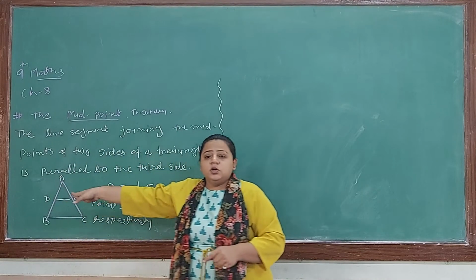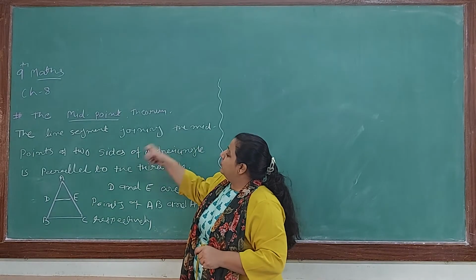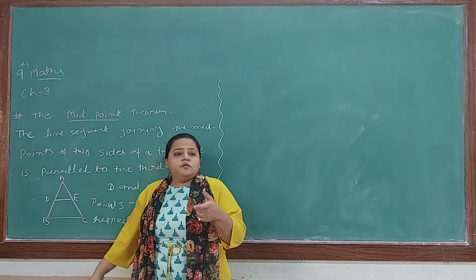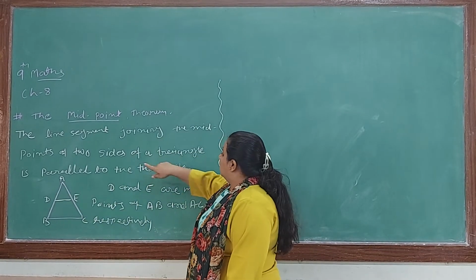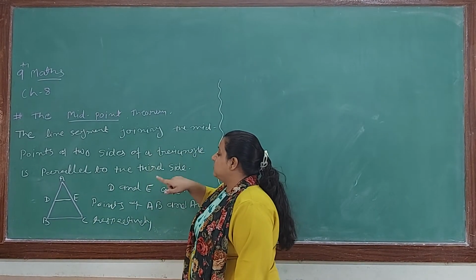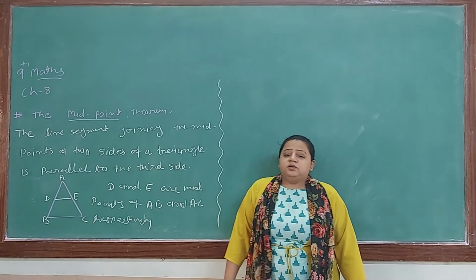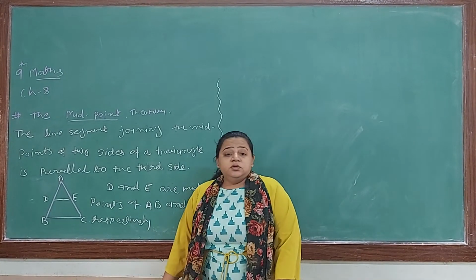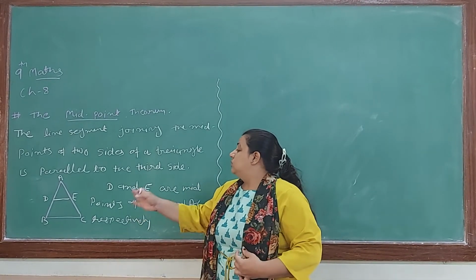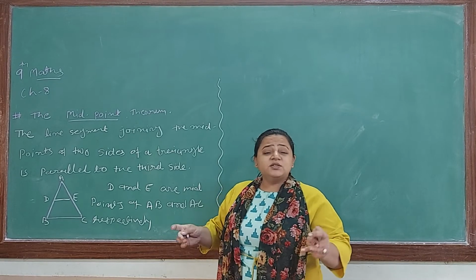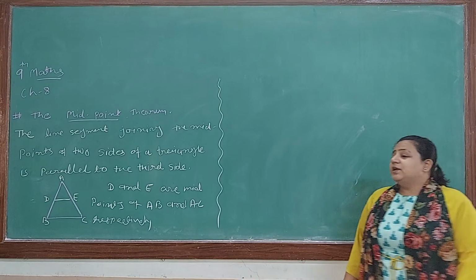Now in this diagram, the midpoints of two sides, D and E, of a triangle, the line joining them is parallel to the third side. That means DE is parallel to BC. Stand up and read the answer. DE is parallel to BC. And then third side. Third side means what?